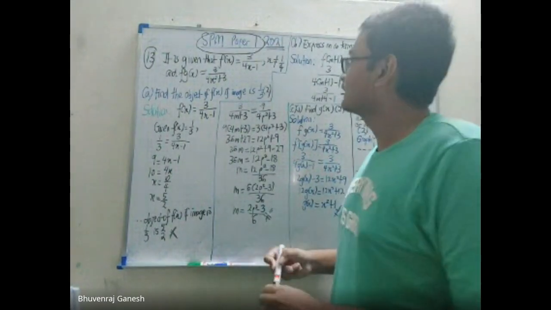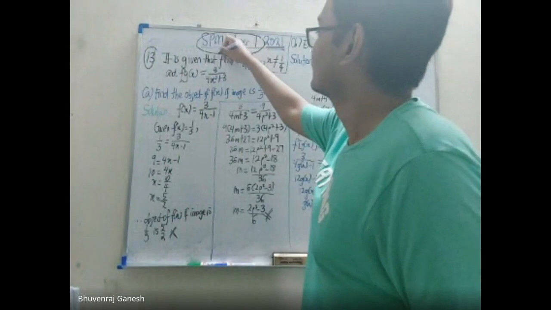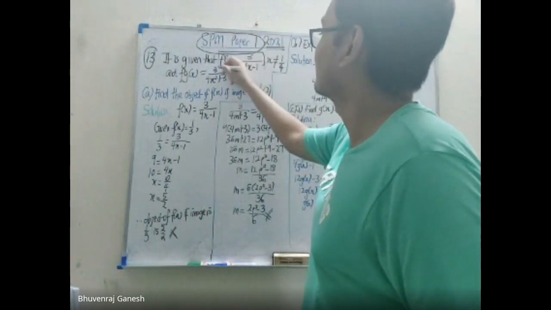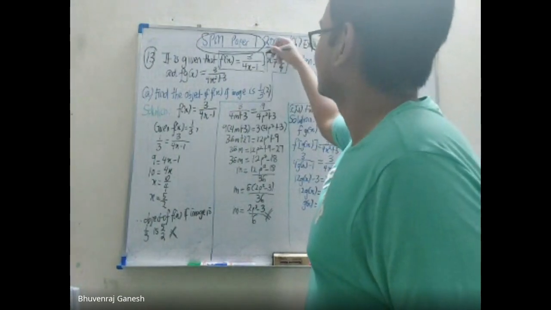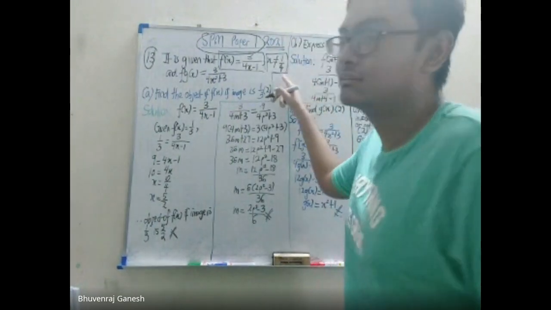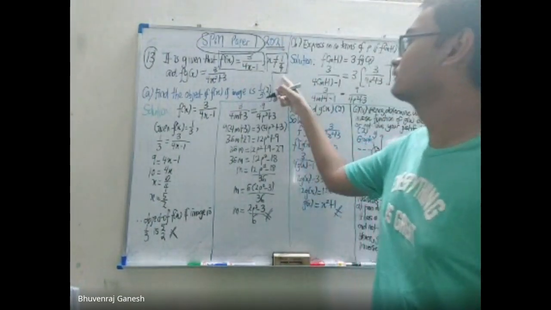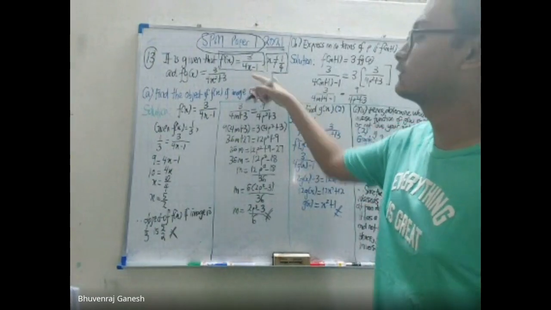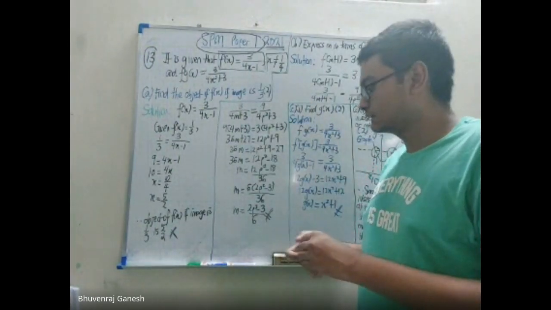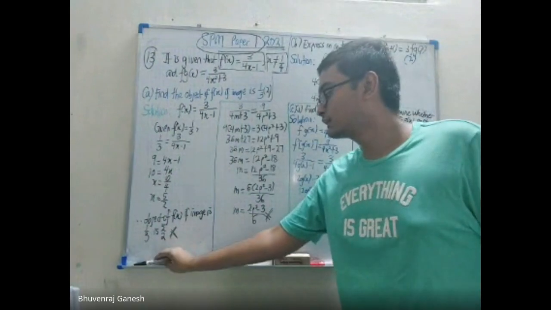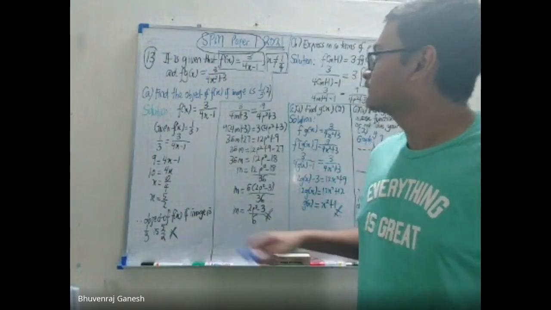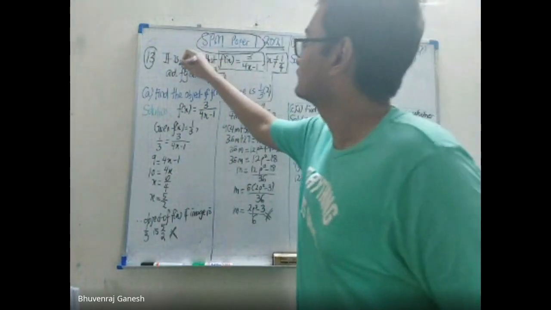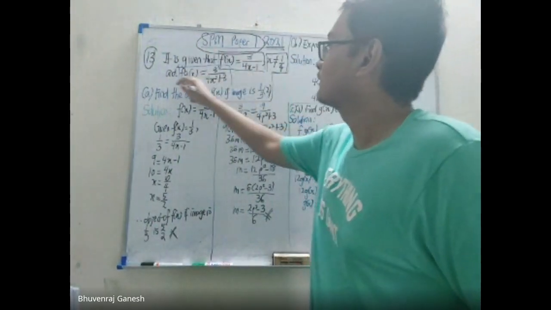So first, they ask this question. It is given that f(x) is 3 over 4x minus 1, where x is not equal to 1 over 4. Remember, the question will always tell this condition over here, because if x is 1 over 4, you will get f(x) as 3 over 0, which causes the function to become undefined. And then they said fg(x) is 3 over 4x squared plus 3.